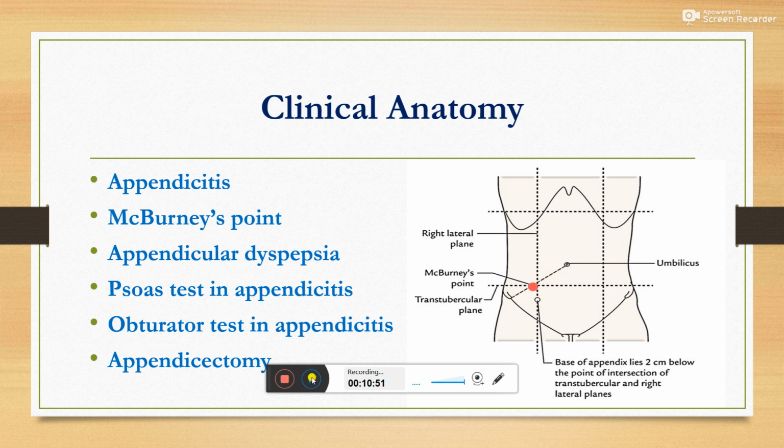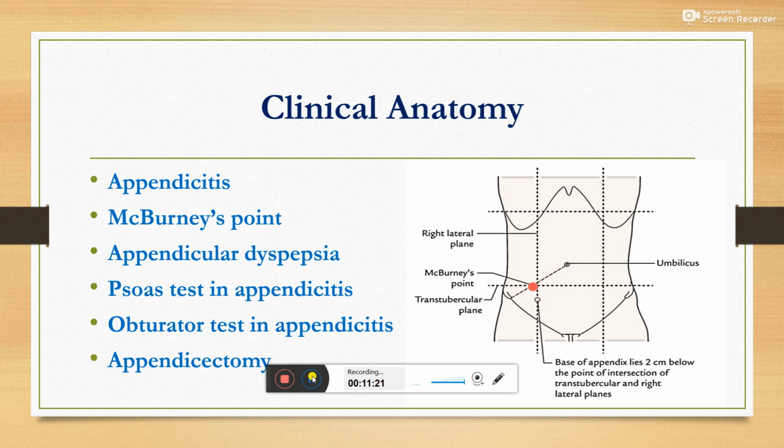The next condition is the psoas test in appendicitis. When the appendix is retrocecal in position, it lies on and irritates the right psoas major when it is inflamed. The forced extension of the right thigh in such patients causes increase in pain in the right iliac fossa. So by testing the psoas major muscle, we can test for appendicitis.